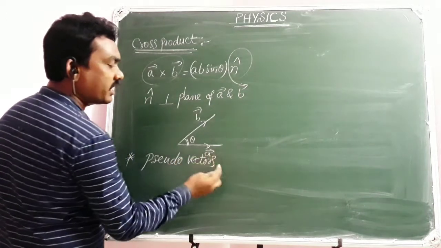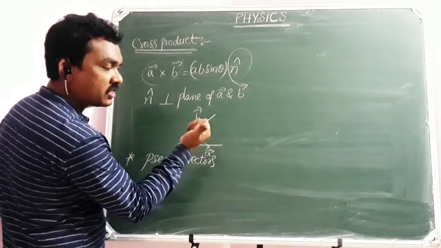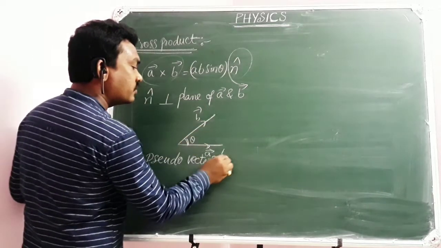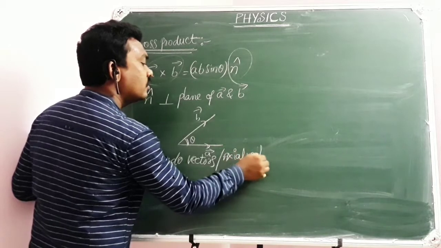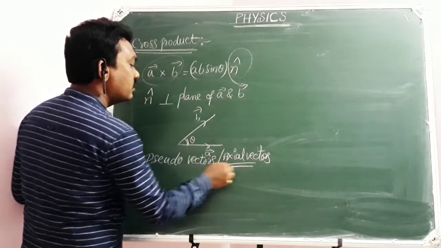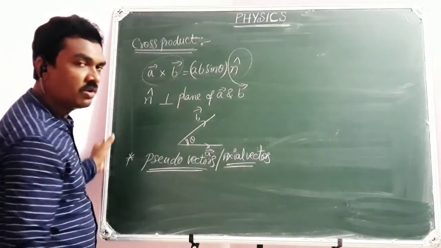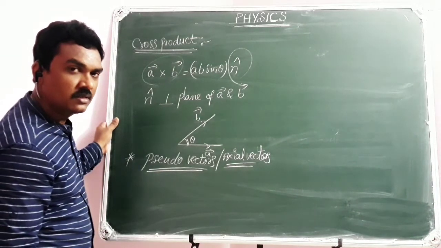Of course, whose direction will be given by the right hand, just perpendicular to the plane. That's why they are also known as axial vectors. You may get one doubt: Sir, can you tell me examples for pseudo vectors or axial vectors?